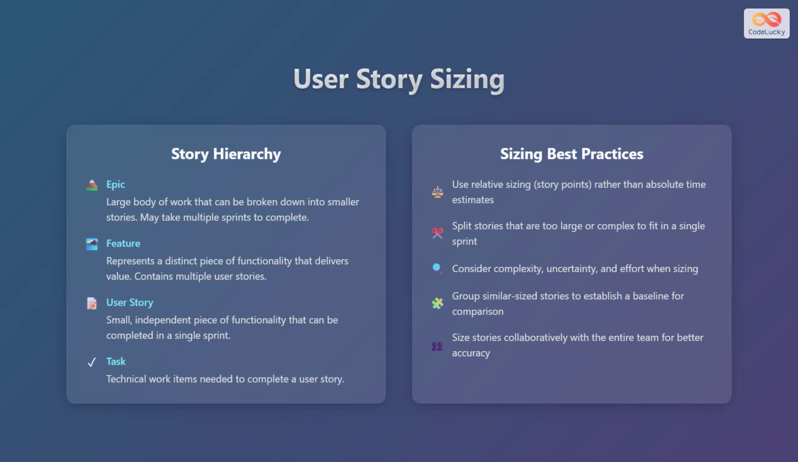Let's talk about user story sizing. You will come across different story hierarchies like epics, which is a large body of work that can be broken down. Features, which represent a distinct piece of functionality. User story, which is a small independent piece of functionality. And task, which is a technical work item needed to complete a user story. For sizing best practices, use relative sizing, split stories that are too large, consider complexity, group similar size stories and size stories collaboratively.